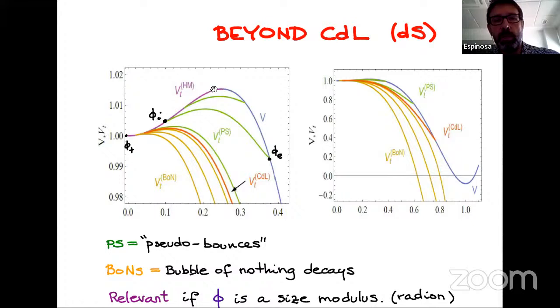You have the trivial one, which is the Hawking-Moss one, because this is a de Sitter case, you have also this one. And below Coleman-De Luccia, you find some interesting solutions that go all the way to minus infinity, okay? That seems peculiar, but you will see that there is a physical interpretation even for these kinds of solutions, okay? This will turn out to be relevant for the bubble of nothing decays. And it will be relevant if this field that I'm using here is just a size modulus and describes the size of an extra dimension, okay?